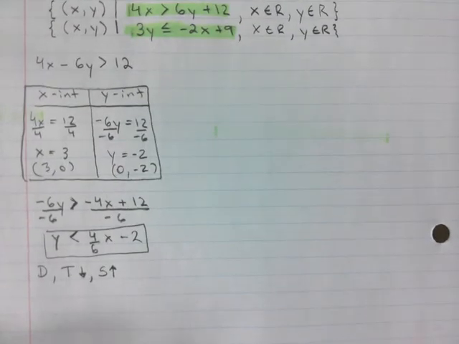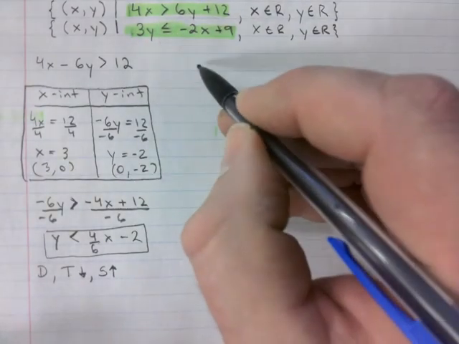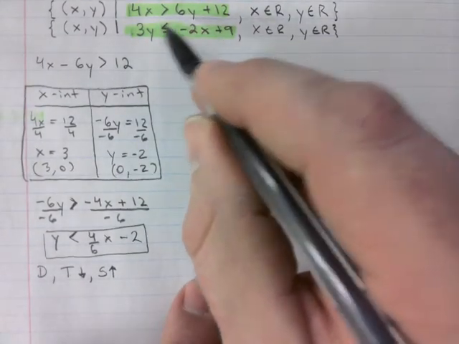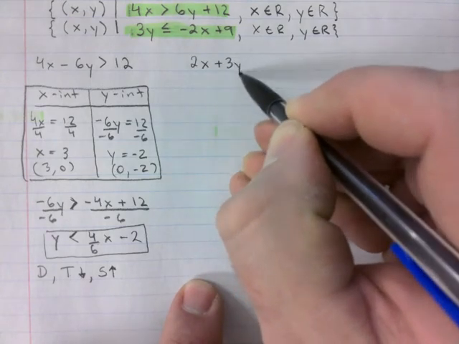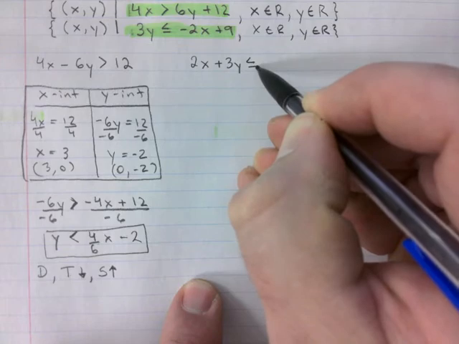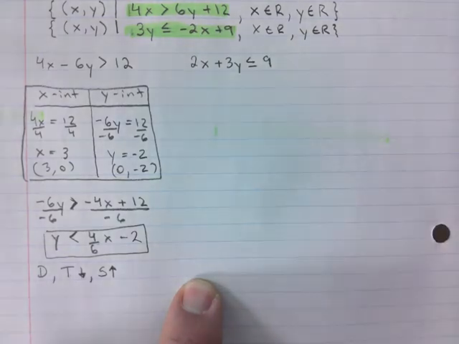So back up. Now I'm going to deal with that one. And I'm going to bring the 2x over. So it's 2x positive plus 3y less than or equal to, and I'm leaving the 9 on the other side.